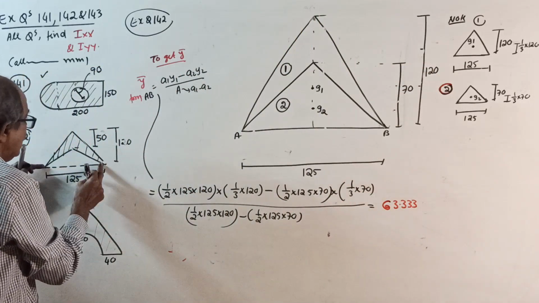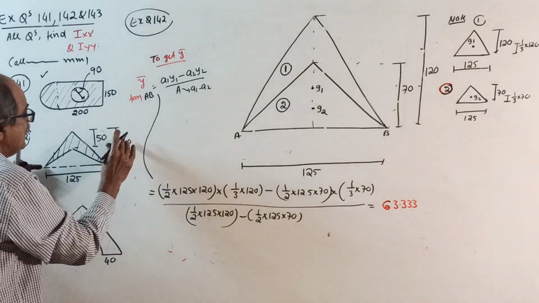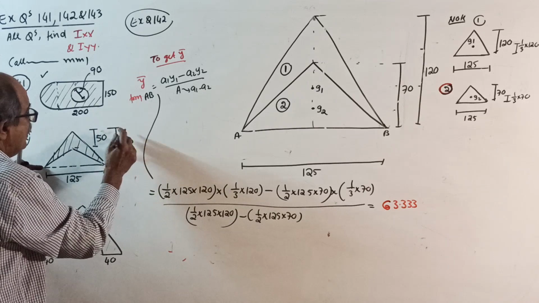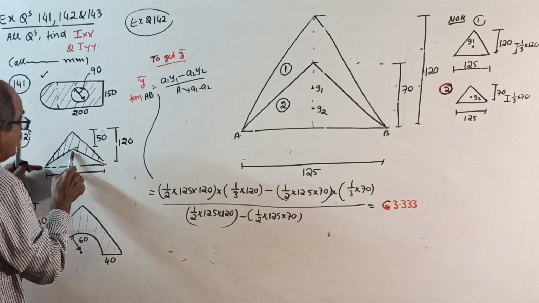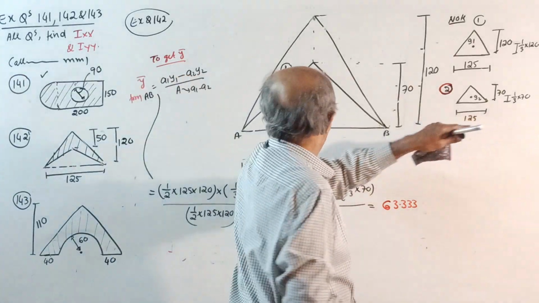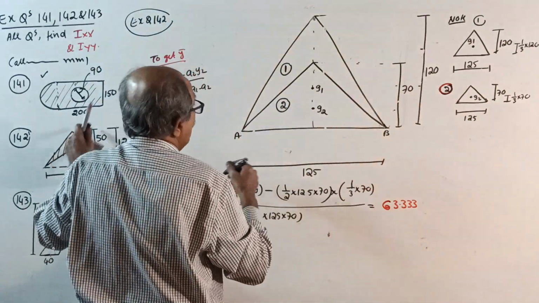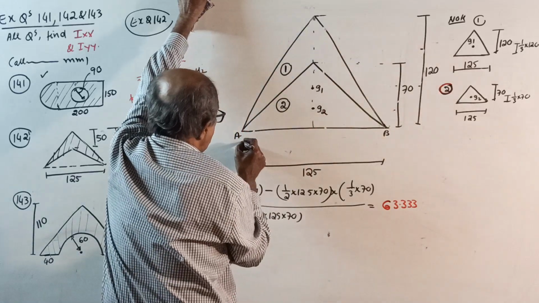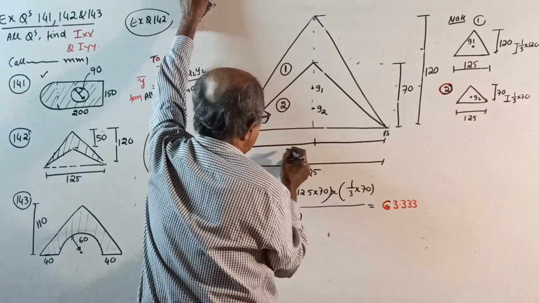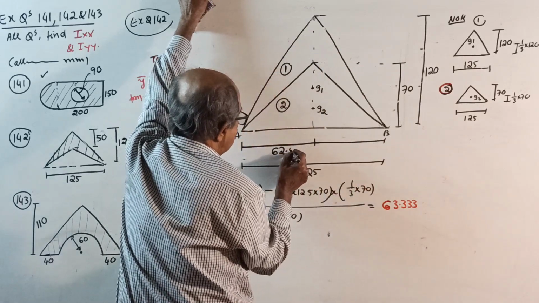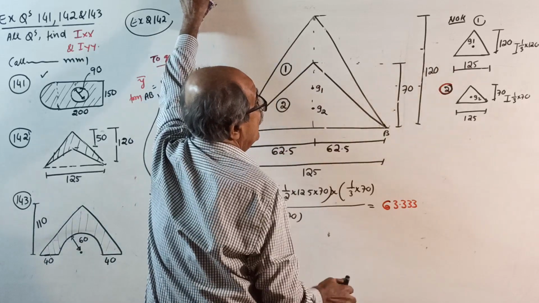How much is cut out? 125 by, this is 50. But we want this distance. When this is 120 given here and this is 50, this will become 70. So 125 and this 70 is cut out. That is your 2. Then both are isosceles triangles, so directly remember this distance and this distance are both 62.5. Y bar you have to calculate.